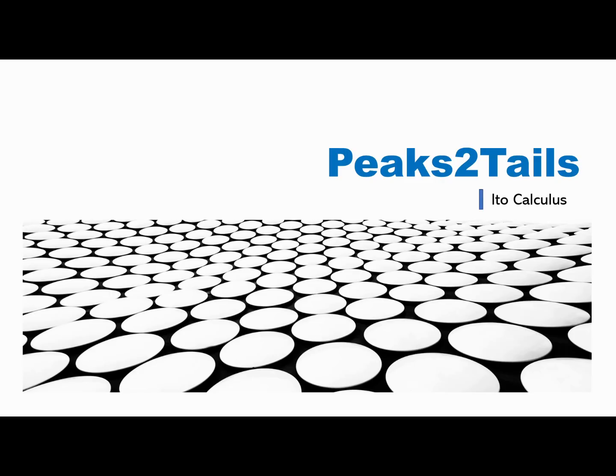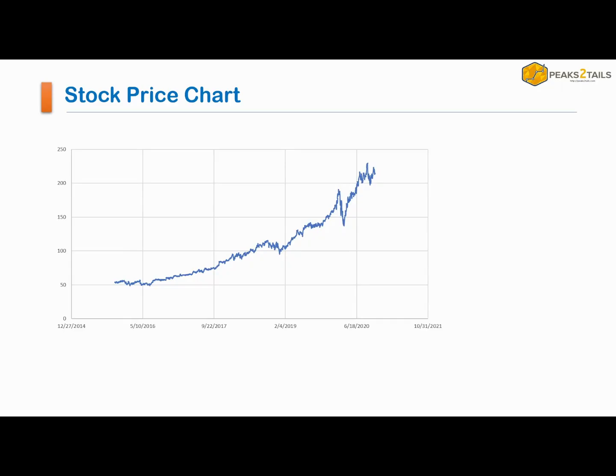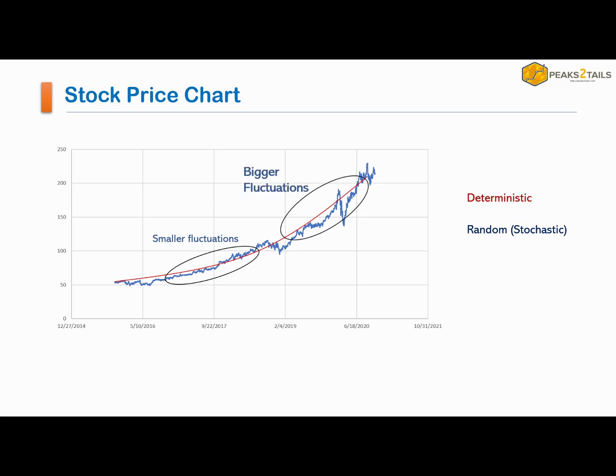Today we'll talk about Ito calculus. So this is typically how a stock price chart historically looks like. Now this can be decomposed into two parts. One is the deterministic part, which is the trend, and the other part is the random or stochastic part, which is the fluctuation around the trend. Now when the prices are small, the fluctuations are generally small, and at higher price levels, there are bigger fluctuations. Question is how to model this process mathematically.